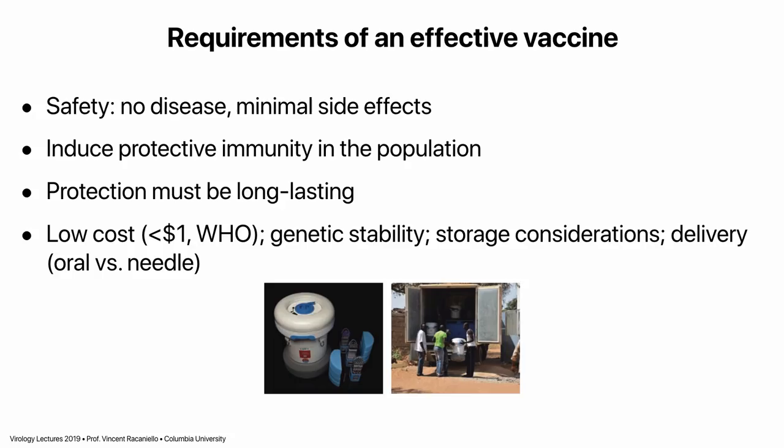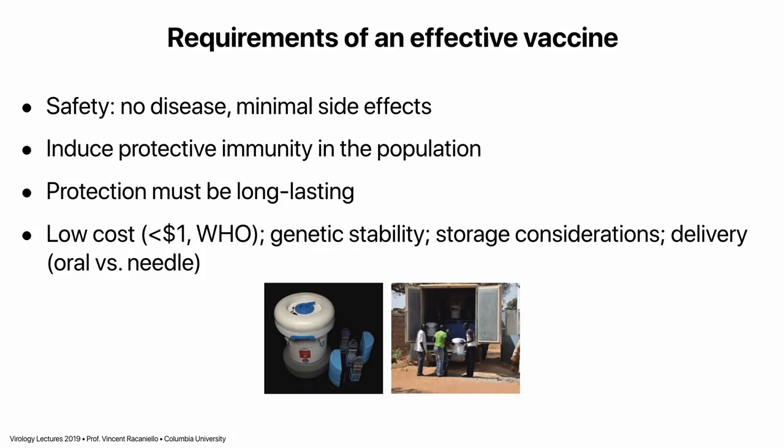It has to be safe. You can't have side effects. Some vaccines do have side effects. They're not lethal for the most part. You know, the problem is if you immunize 100 million people, a fraction of them are going to just die, because they would have died anyway, right? And so that's considered an adverse effect. It gets reported, but it doesn't mean that the vaccine caused that. We have to remember causation versus association. So minimal side effects. It has to induce immunity, protective immunity in the population.